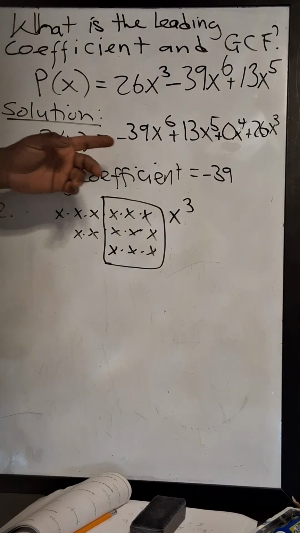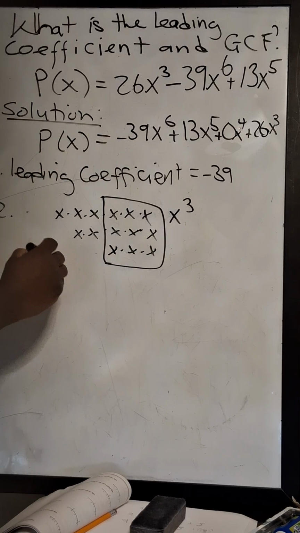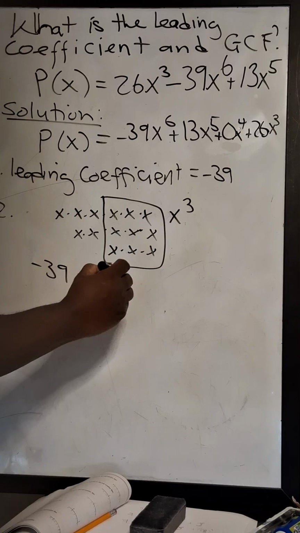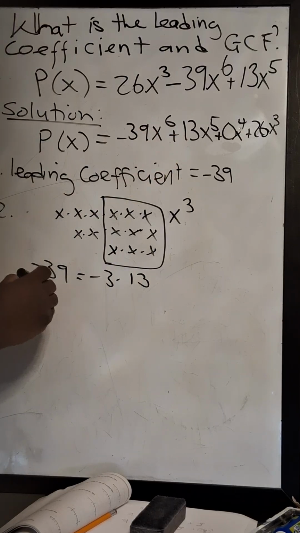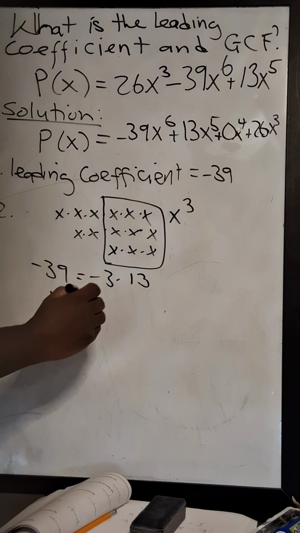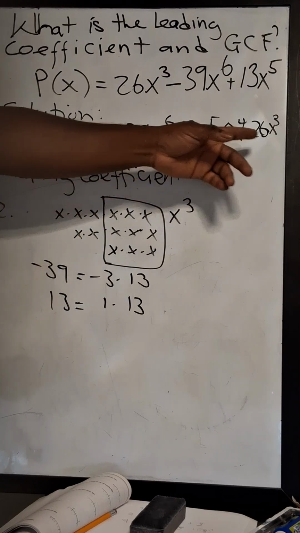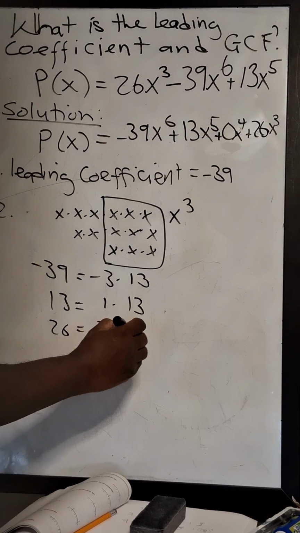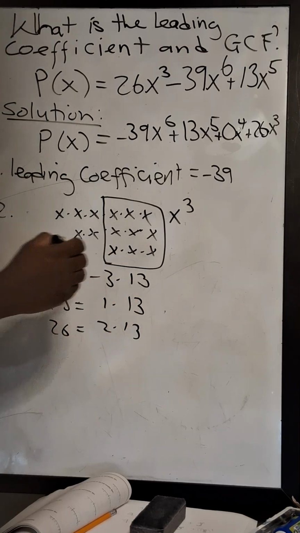Okay. And then for the numbers, we have negative 39. Negative 39 is negative, here we have 3 times 13. Okay. And then for 13, it's just 1 times 13. And then 26, 2 times 13. So what do you notice? For the constants, the GCF is 13.